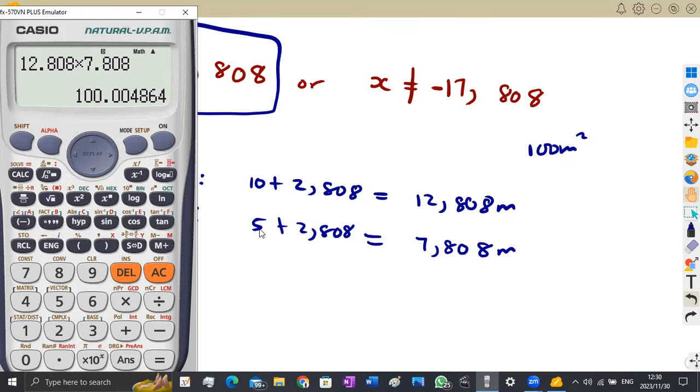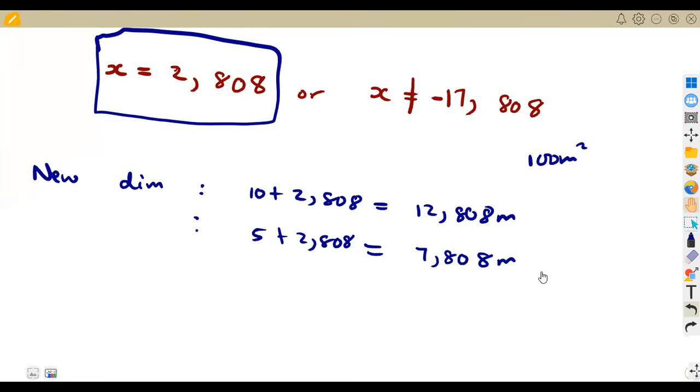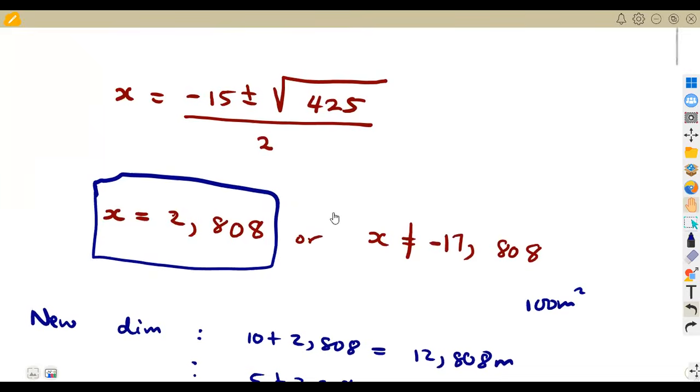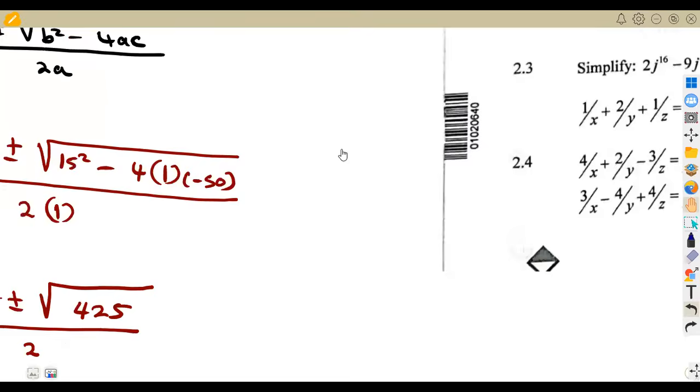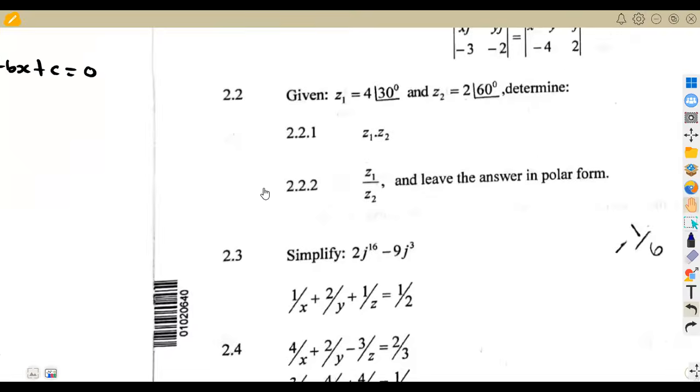But if you want to obtain the exact 100, you use the original values, just like what I did, guys, to show you. All right, so that was question 1.2.